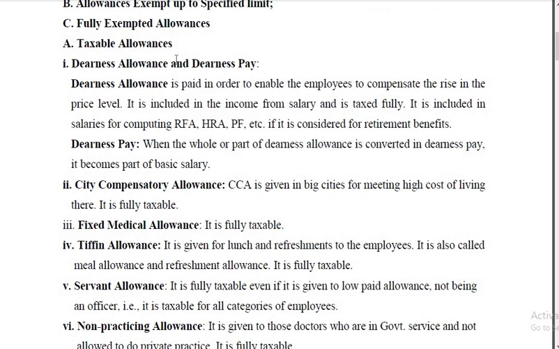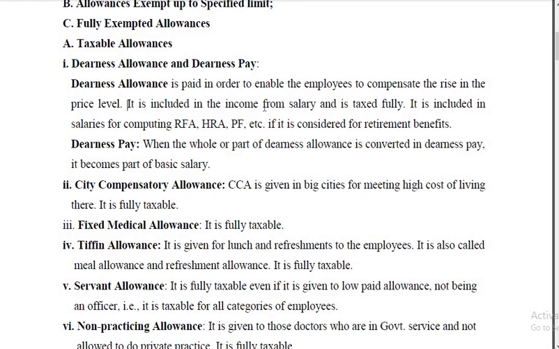So here, whatever allowance is granted or provided under this head, they will be fully taxable. Dearness allowance and dearness pay. What is dearness allowance? Dearness allowance is paid in order to enable the employees to compensate the rise in the price level. You know very well, prices do not remain the same. When there is increase in the prices, in order to compensate the employees to meet the increasing prices, dearness allowance is granted.